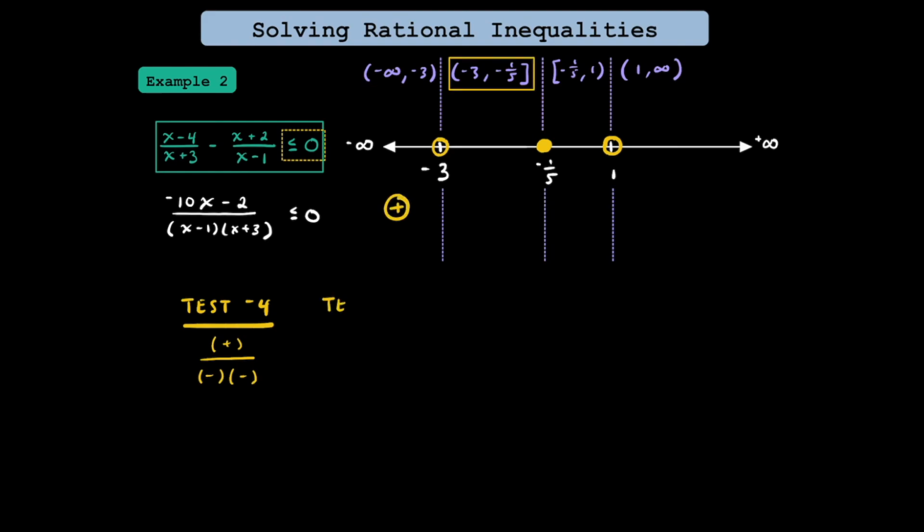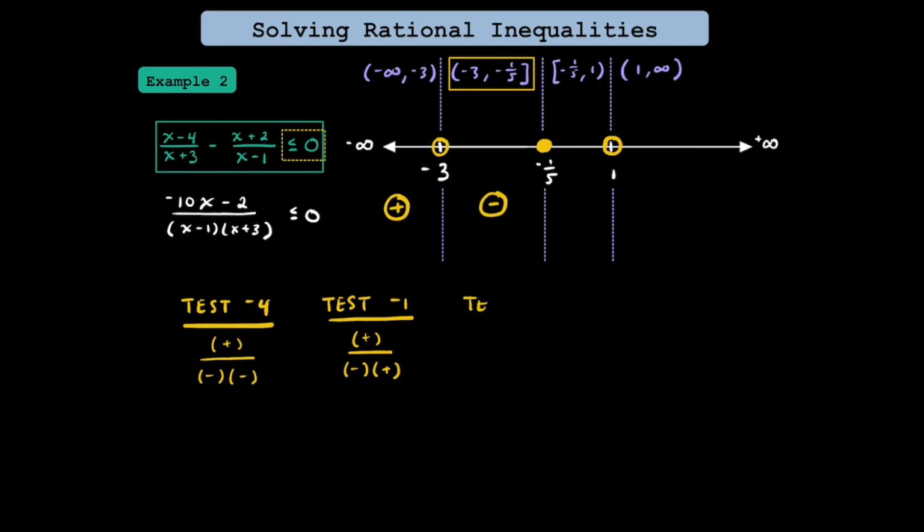Now let's test a value in our second interval. I'm going to test the value negative 1. In the numerator, negative 10 times negative 1 is positive 10, minus 2 is going to be positive 8. The numerator is going to be positive. On the bottom left, negative 1 minus 1 is going to be negative 2, which creates a negative value. And negative 1 plus 3 is going to be positive 2, which is a positive value. In the denominator, negative times a positive is a negative, and a positive divided by a negative is going to be a negative. Any value in this interval is going to be negative.